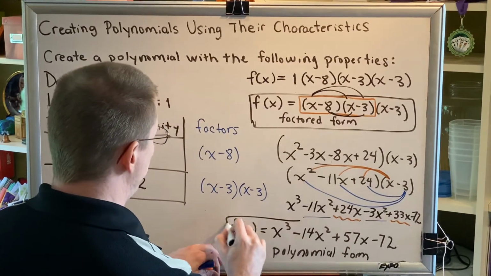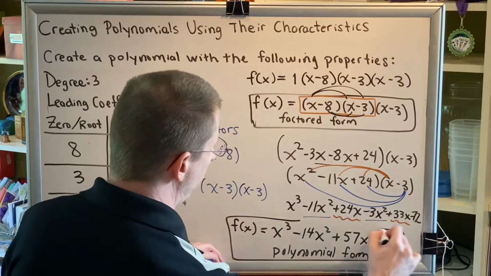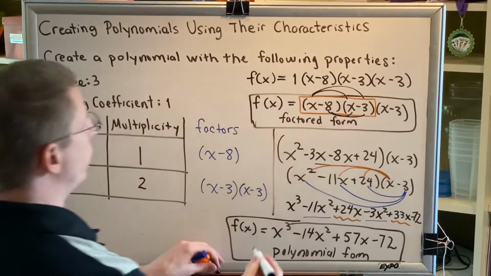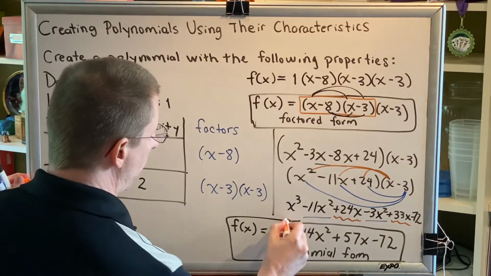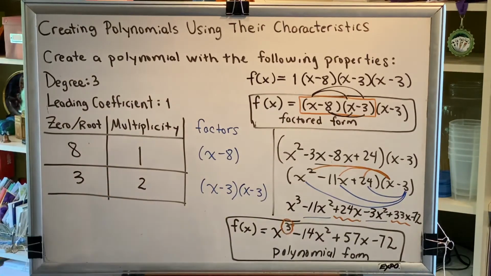So there are 2 answers because there are 2 different forms of the answer. And our answers are shown here in the boxes. We've got factored form and polynomial form. Let's do a quick check and make sure it lines up with the information provided. The largest exponent of x when in polynomial form tells you the degree. We've got a 3, and we were asked to create a polynomial with degree 3, so that works.